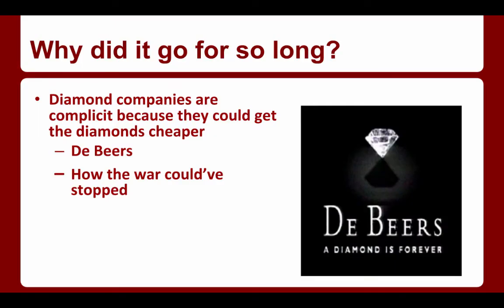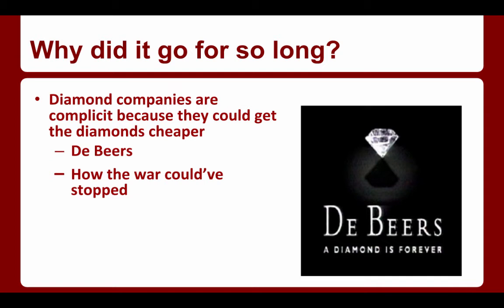Now, the reason why this war would go on for so long, from 1991 all the way to 2002, is that the diamond companies of the world were actually buying these diamonds knowingly. The biggest company, which is the biggest diamond company in the world, De Beers, was really at fault for this. De Beers is a European company. They actually invented the concept of the engagement ring. Now, you may have never seen an ad for De Beers in the United States of America because it's actually illegal for them to do that.